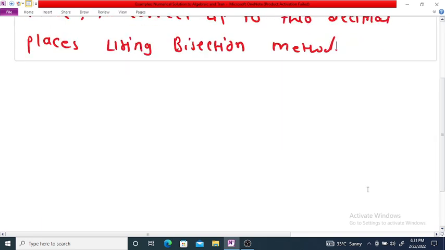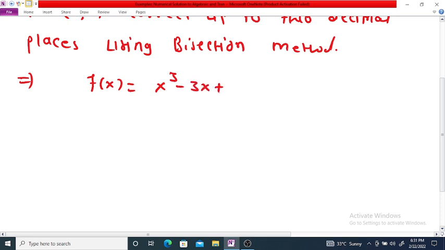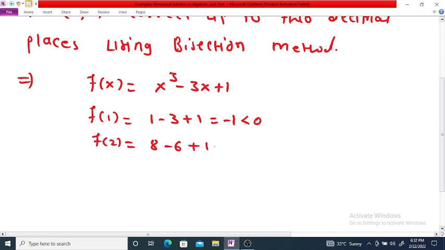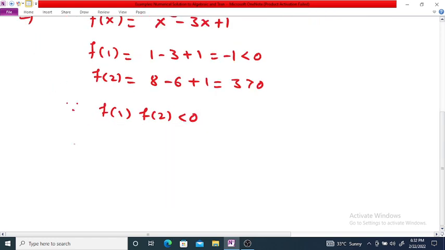So here, solution: f of x is equal to x cube minus thrice x plus 1, and the interval given is 1 to 2. f of 1 is equal to 1 minus 3 plus 1, that is minus 1, which is less than 0, and f of 2 is equal to 8 minus 6 plus 1, which is 3, greater than 0. Now since f of 1 into f of 2 is less than 0, the root lies in the interval 1 to 2.